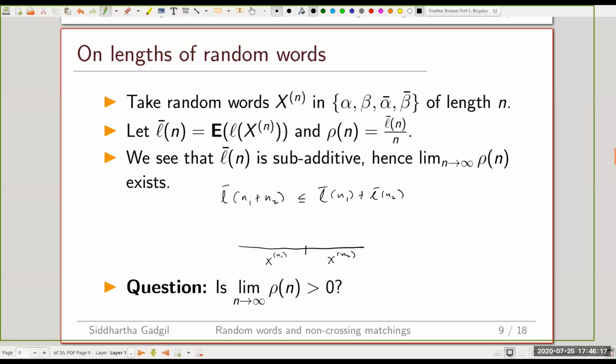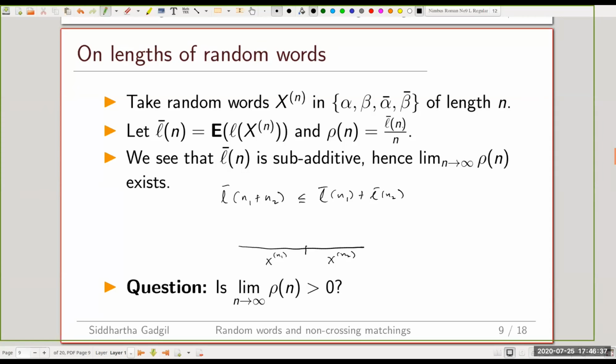Okay, and the triangle inequality, or more directly looking at non-crossing matchings followed by non-crossing matchings here, will tell you L bar of this random word is less than or equal to L bar of those two. So this is subadditive, and if it's subadditive, we know this limit always exists. So that's very well. The crucial question is, what is the limit?